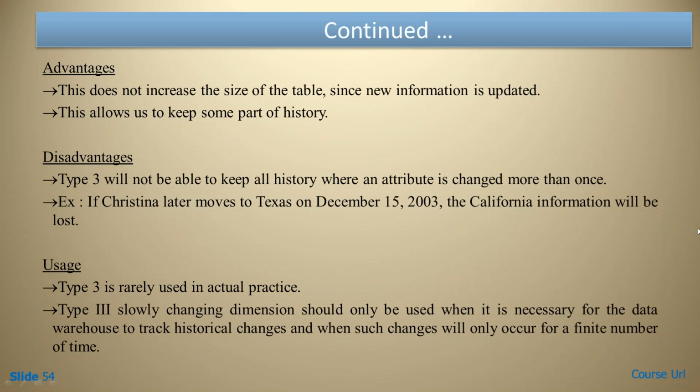Type 1, sir, only current data. Type 2, historical and current data, sir. And type 3, partial data, sir. Means current only one record will be stored, sir. One current plus one previous. So that is the second difference.